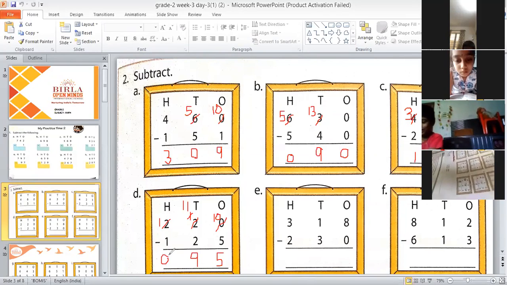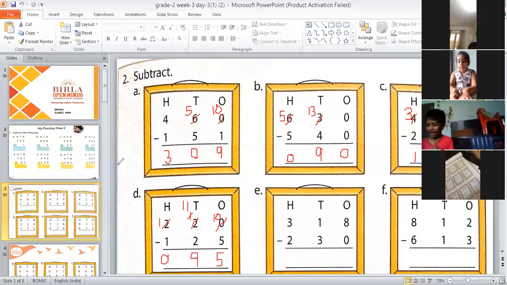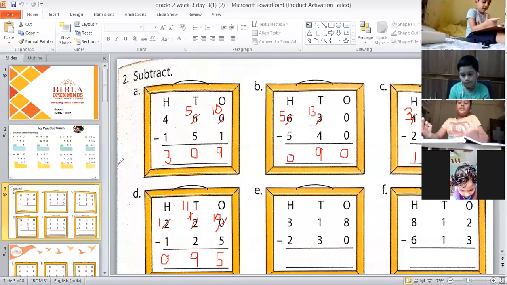Yeah, answer is 95. Ashrit, you are showing your work, but I'm unable to see it properly. You can share it later on WhatsApp. Akshay, that's the correct answer. Very good.